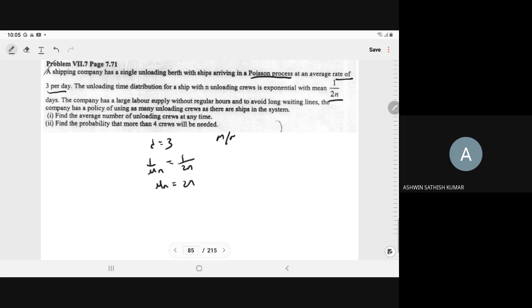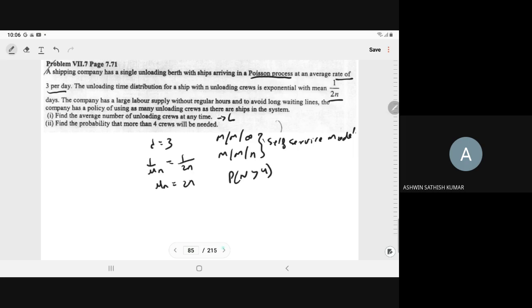It is M/M/infinity, the self-service model. Whatever the number of ships, that many unloading crews. So find the average number of unloading crews at any time. This is the self-service model, so you have to determine L. Then find the probability that more than 4 crews will be needed, that is P(N greater than 4), which you have to compute.